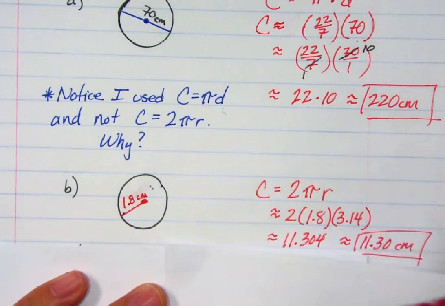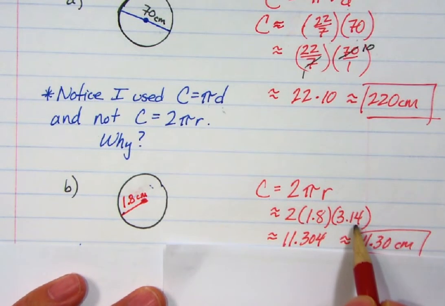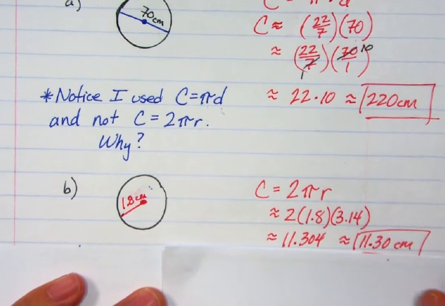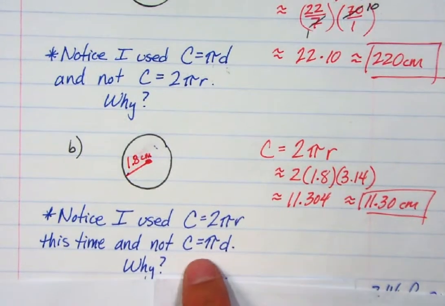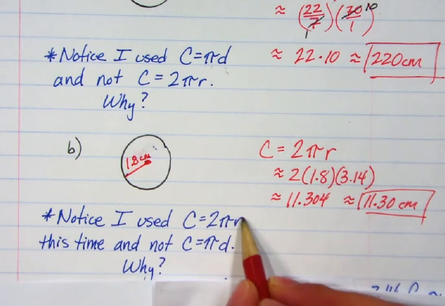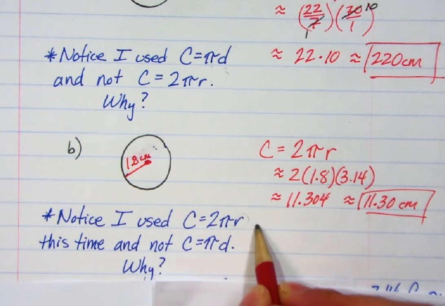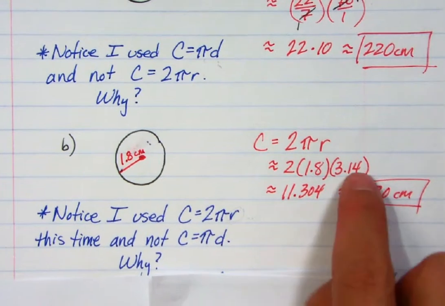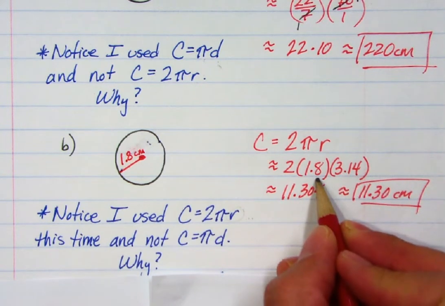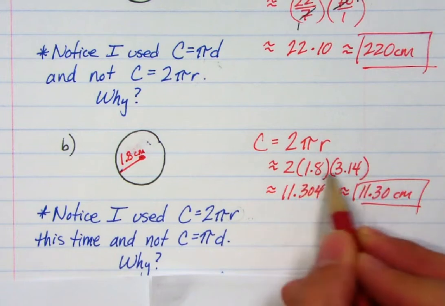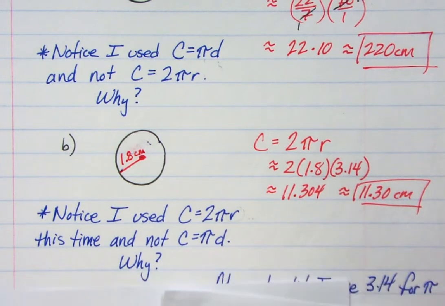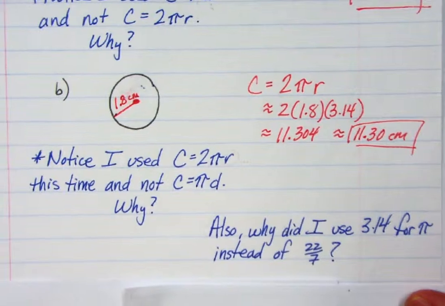Here, notice what I also used. I also used 3.14 for pi. Okay? Came an approximate answer of 11.3 centimeters. Again, why did I use this one instead of this one this time? Well, because they gave me a radius, so I might as well just use that formula. And the reason I use 3.14 is 1.8 is not a multiple of 7. Not easily, so if I'm going to use a calculator, I might as well just use 3.14. Okay? And that's what I wrote right there.